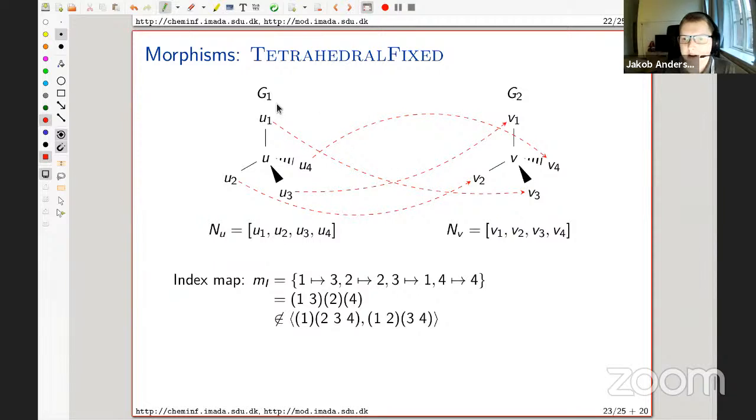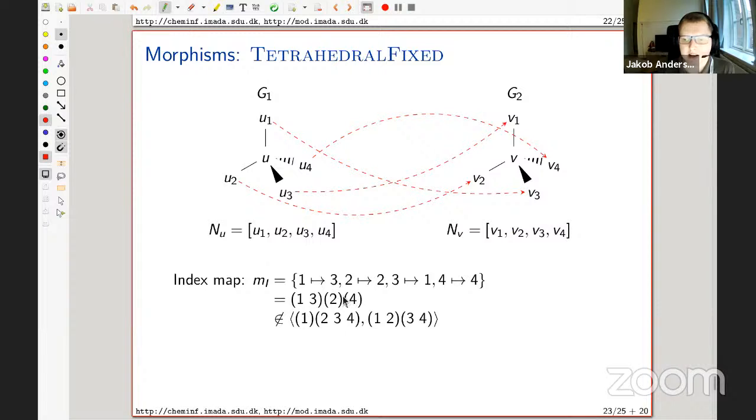So for example, if we have 2 graphs here and we map them to each other, we have found an adjective graph morphism where U is mapped to V and the neighbors are mapped like the red edges. Then we have the neighbor lists. Using these neighbor lists, the indices, we can now induce an index map where we map the position of each neighbor in the neighbor list to the position in the other neighbor list. Now we get a permutation.